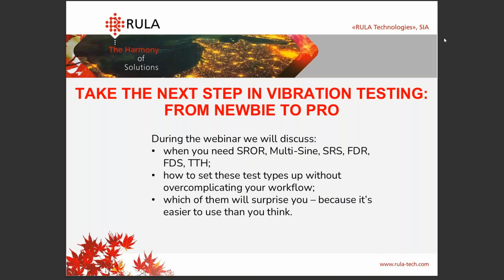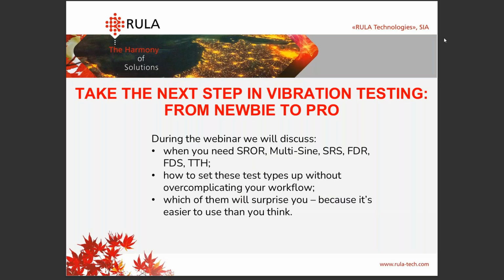Now on to today's webinar. So how do we suggest someone moves from newbie to pro? After you have covered sine, random, and shock, we suggest that maybe you could move on to the superimposed test. So sine on random and random on random. So we'll be talking about the peculiarities of these tests, some specific features. We also want to give you a peek on multi-sine. So it's like an extension or a development of sine.